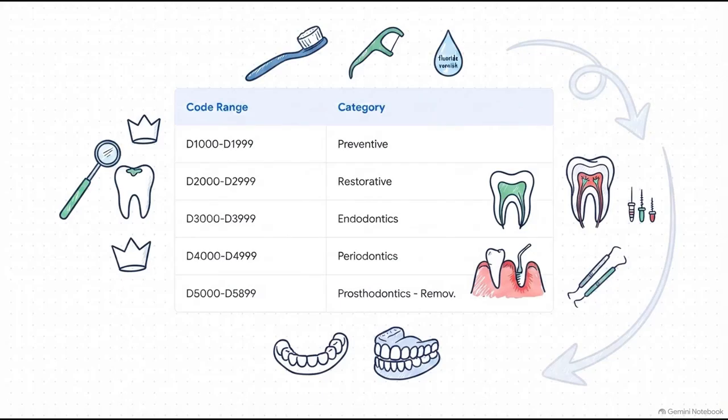Let's chunk the first half of the 12 CDT categories into logical buckets so you aren't completely overwhelmed. D1000 to D1999 covers preventive care. That's your cleanings, fluorides, and sealants. Moving down, D2000 to D2999 handles restorative work, like fillings and crowns. D3000 to D3999 is endodontics. That is where your root canals live. D4000 to D4999 covers periodontics, which is the surgical and non-surgical treatments of the gums and bone.